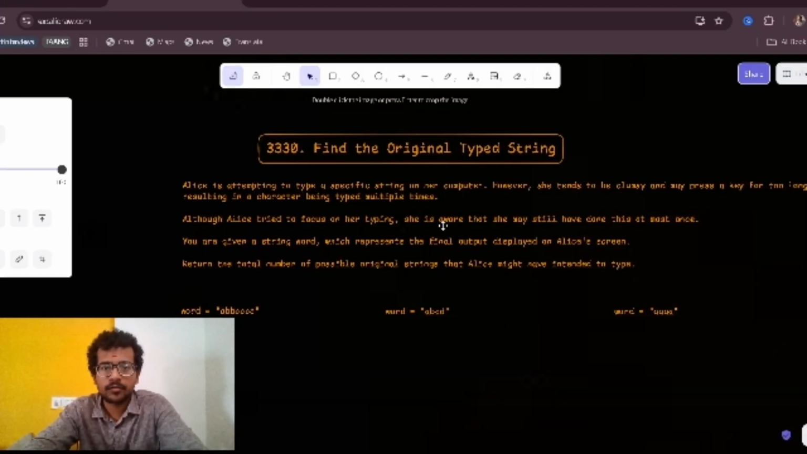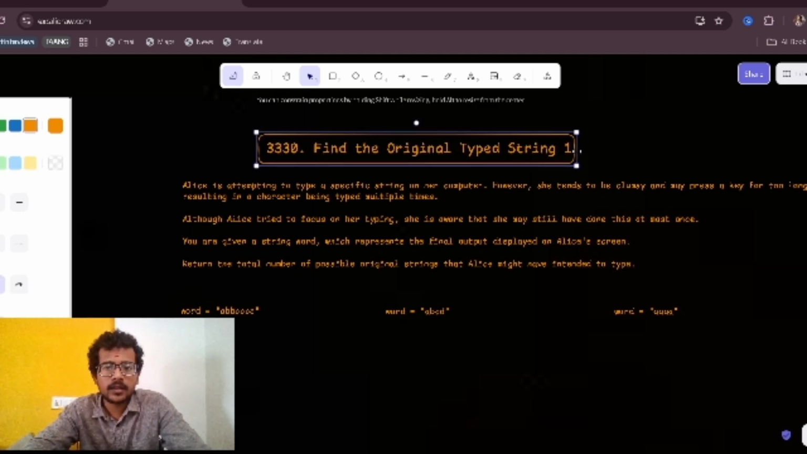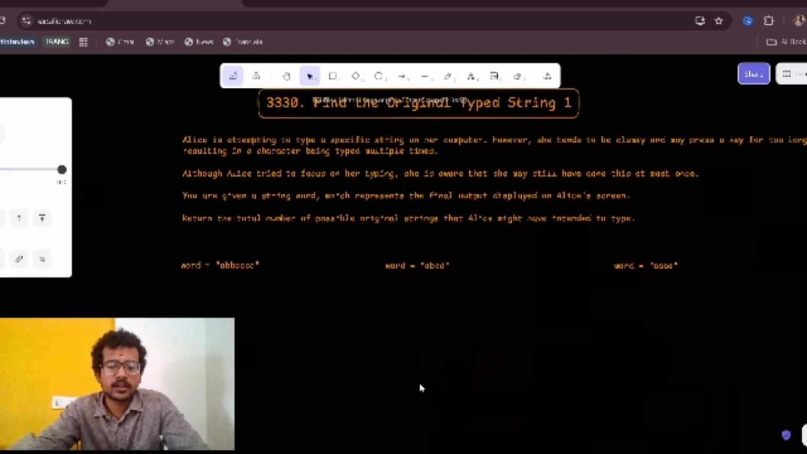Let us now discuss how we can solve this problem, Find the original typed string 1. So we are given a string, right? So firstly, what is given in the question?